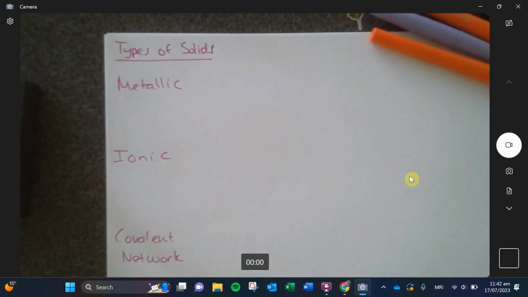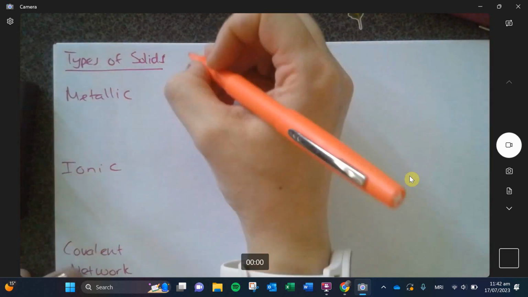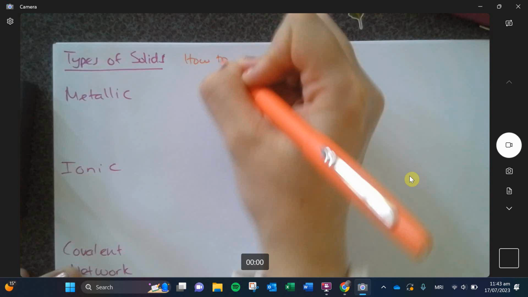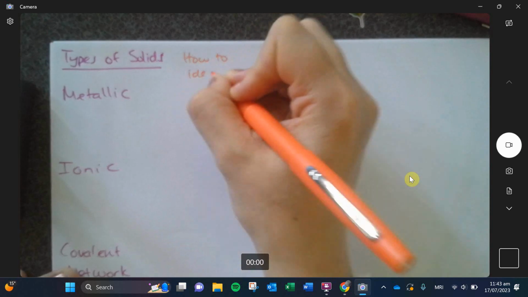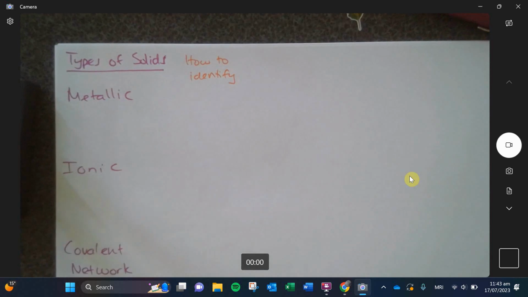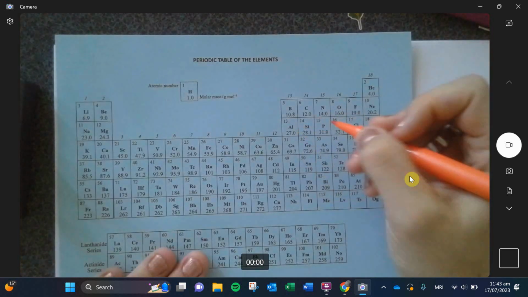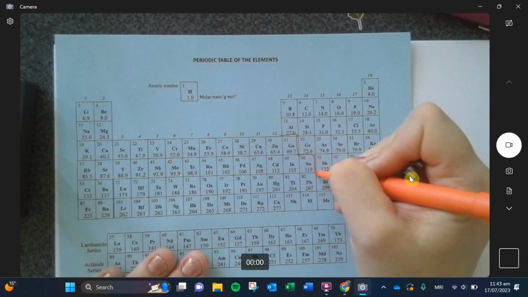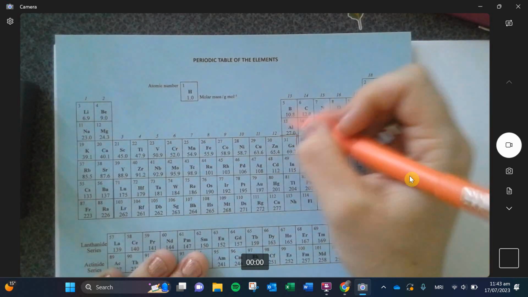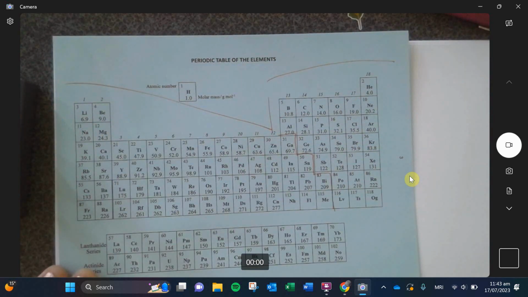Sorry, just trying to focus it again. All right, so the first thing we're going to think about is how to identify them. So metals, what we need to think about when we're looking at this periodic table is the imaginary line between the metals and the non-metals, which I think is roughly around here. I'm not sure if I'm actually drawing it right, but the main thing is that you're thinking about this side of the periodic table versus this side of the periodic table.